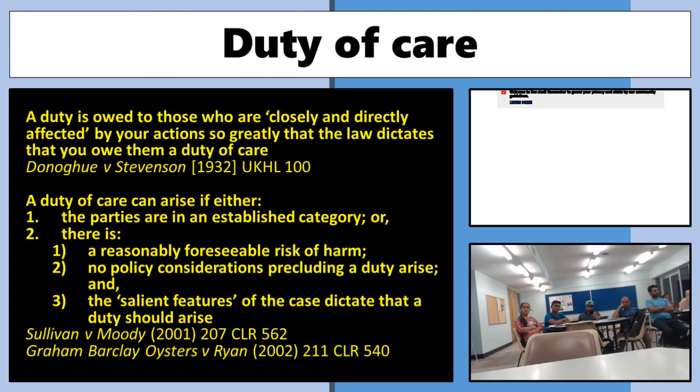All right, so there's three elements. The first element really falls into two halves. Either you're in an established category, or if you're not in an established category, whether one can be made up on the facts. That will only happen, again, if there's some reasonable foreseeability of harm to another party. And we're not going to create duties for everybody everywhere. So this policy consideration comes into it. And I'll talk about the salient features as well.